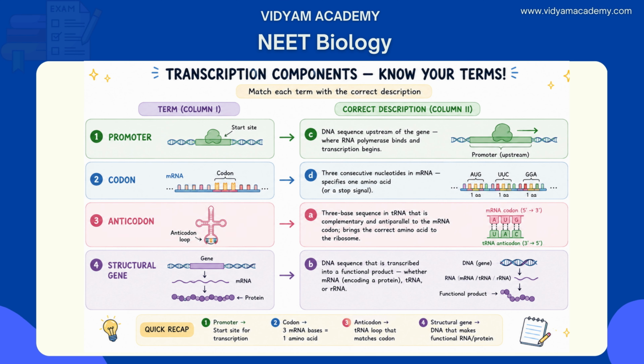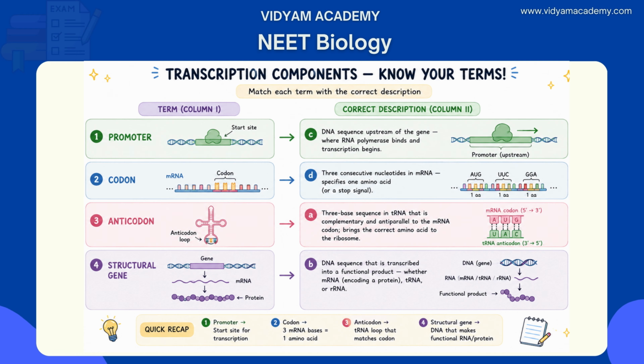Promoter, 1C: a specific DNA sequence upstream of the transcription start site where RNA polymerase binds to initiate transcription. In E. coli, it contains the -10 box and -35 elements recognized by sigma factor. Codon, 2D: a triplet of consecutive nucleotides in the mRNA that the ribosome reads. Each codon specifies 1 amino acid or a stop signal. Anticodon, 3A: a 3-base sequence located in the anticodon loop of the tRNA molecule, complementary and antiparallel to the mRNA codon. It ensures the correct amino acid is delivered to the ribosome during translation.